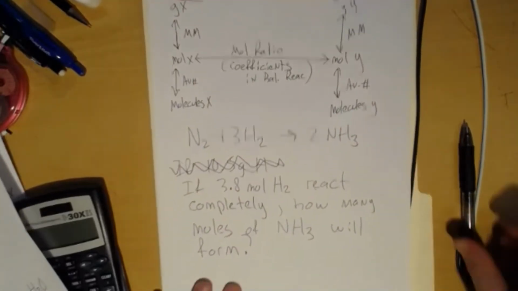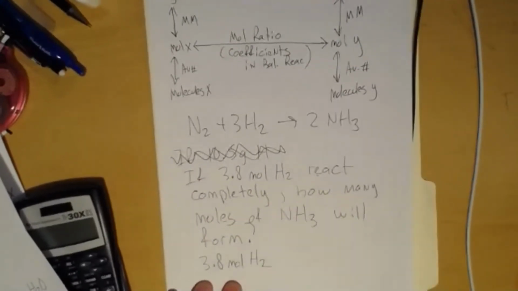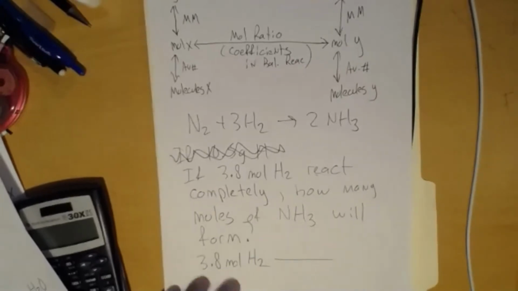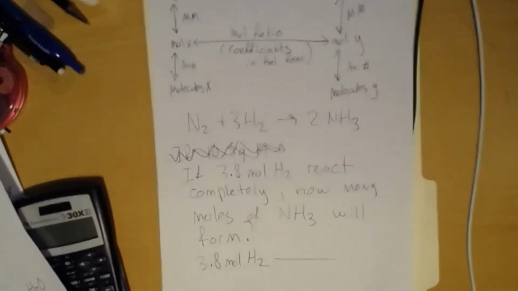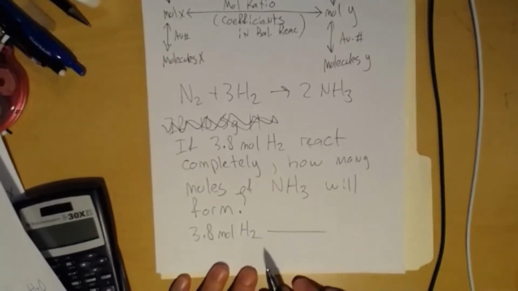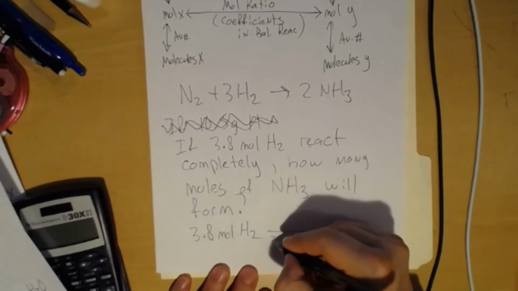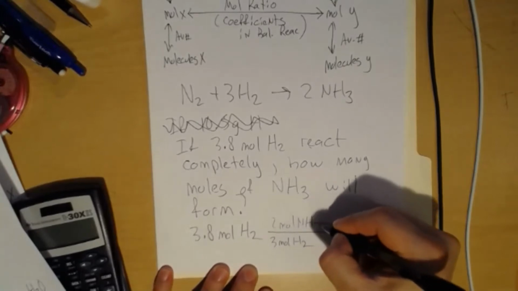So let's do that. We have 3.8 moles of hydrogen. And then what is my mole ratio of hydrogen and ammonia? Anybody? What's the balanced chemical reaction say? 3 moles of hydrogen to 2 moles of ammonia. So where do I have to put the 3 and where do I have to put the 2? 3 at the bottom, 2 on the top. Good. 3 moles of hydrogen on the bottom to cancel, 2 moles of ammonia on the top to find out about.